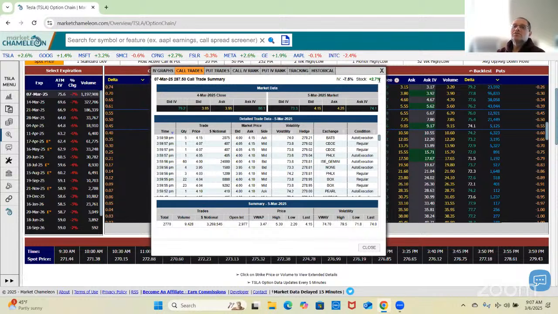And the stock from the previous day is up 2.7%. So let's take a look at how that impacted the price of the option. Here, this is showing us what the option looked like at the end of the day previously and what it looks like currently.